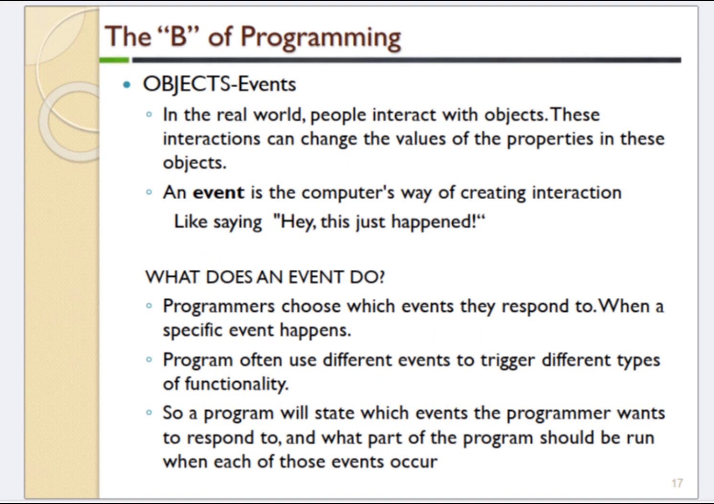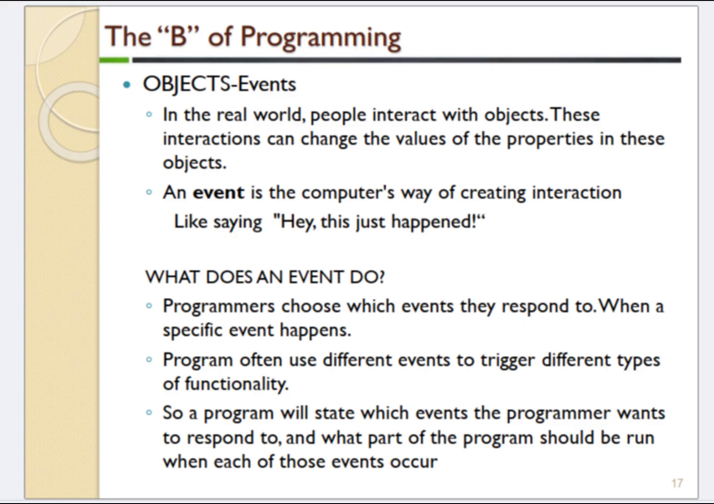Objects. Events in the real world. People interact with objects. These interactions can change the values of the properties in these objects. An event is the computer's way of creating interaction, like saying, "Hey, this just happened."